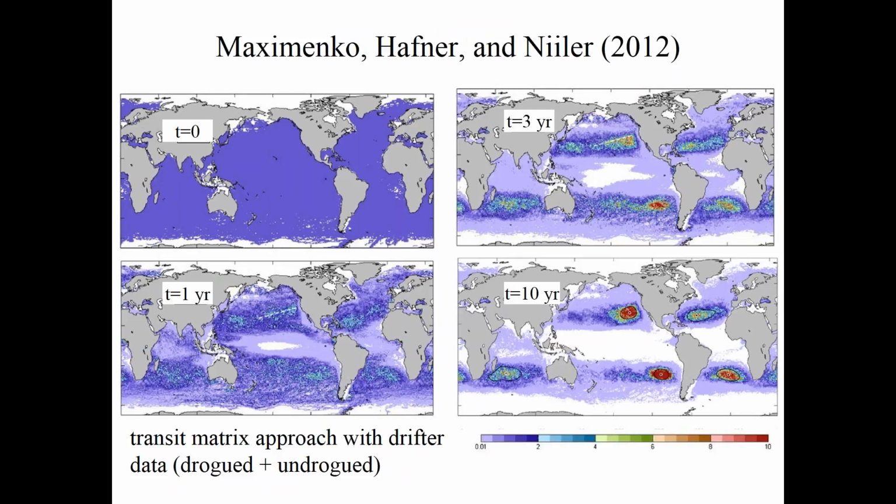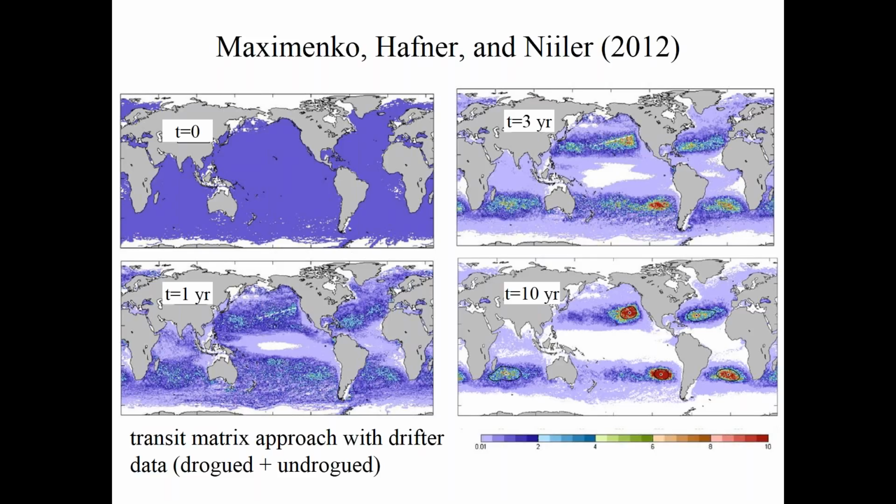Here is the first really prominent paper that used this transit matrix approach for a problem. Maximenko et al. 2012 wanted to see where in the world debris floating at the surface is likely to accumulate. And they calculated this transit matrix using all of the drifters, drogued and undrogued. Their justification for this is based on two things. One, very pragmatic: you want as much statistics as possible. You want as many drifters as possible. So you basically double your data set by using drogued and undrogued.